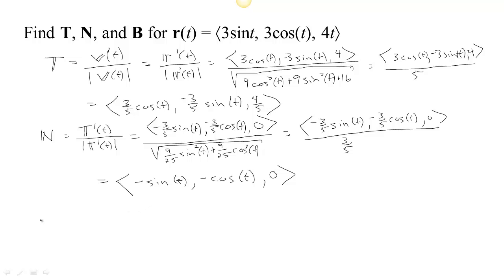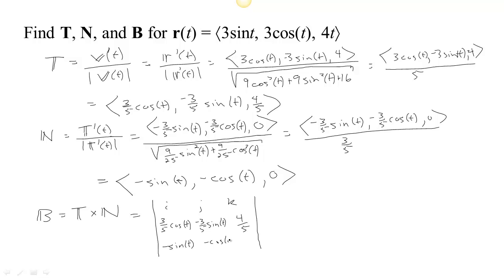So finally, we need to find our binormal. Remember, our plan for finding the binormal is to take T cross N in that order, and to do a cross product, we can remember it from our little determinant formula. i, j, and k, and then we have T, which is 3/5 cos t, negative 3/5 sine t, and 4/5, and we're crossing that with N, which is minus sine t, minus cos t, and 0. So let's see what we get.